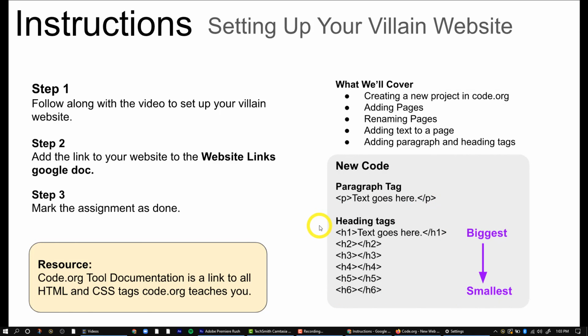And then you're going to add headings, and our headings start with H1 and go all the way down to H6. H1 is the biggest one and H6 is the smallest. I've also recorded a link to code.org's tool documentation, which are all the HTML and CSS tags that we will learn from code.org.